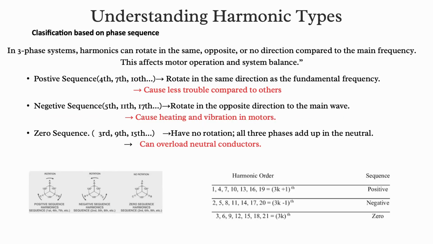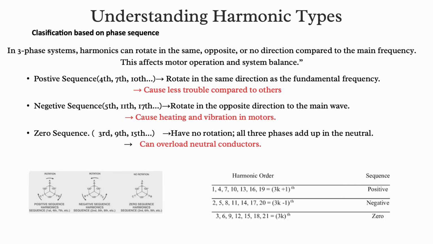So finally, based on phase sequence, harmonics can rotate in the same, opposite or zero direction with respect to the fundamental frequency. So based on phase sequence, harmonics can be divided into three: positive sequence harmonics, negative sequence harmonics, and zero sequence harmonics. So what are positive sequence harmonics? Harmonics like 4th, 7th, 10th, they rotate in the same direction. So that's why they are called positive sequence harmonics.